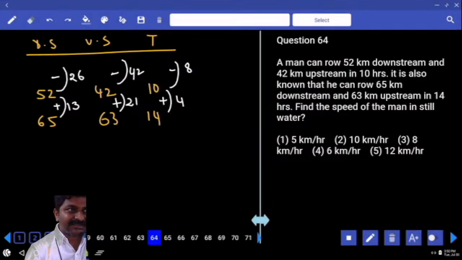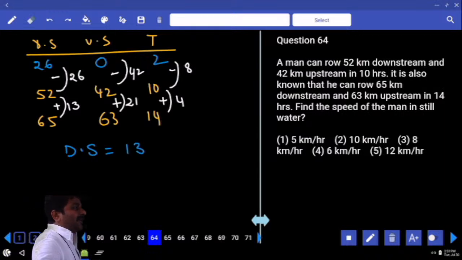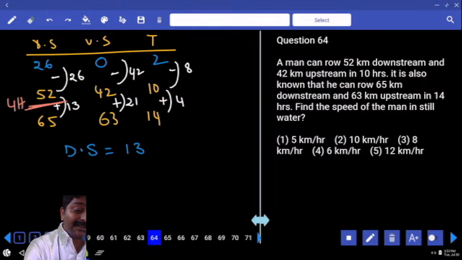Understood? So far, yes? Now if you subtract 26, how many kilometers in upstream? How much time? That means to cover 26 kilometers in downstream, it will take 2 hours only. Then the downstream speed is equal to 13 kilometers per hour. If the downstream speed is 13 kilometers per hour, now I will pick any of my equations. To cover 52 kilometers in downstream at 13 kilometers per hour, how much time will it take? If it takes 4 hours here out of a total of 10 hours, then to cover 42 kilometers it should take 6 hours, correct?